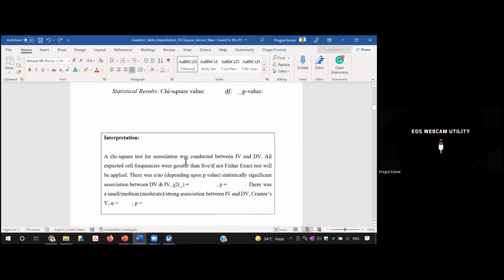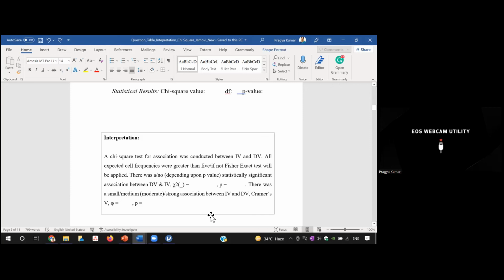And then again, a chi-square test of association was conducted between the smoking status and the oxygen requirement. All the expected cell frequencies were greater than 5. If not, then we have to click the Fisher exact test. And there was an associated significant association or not, and whether it was small or medium. So you can write there was a small or medium or a strong association between the smoking status and the oxygen requirement, and in the bracket you can write the value of phi and Cramer's V.